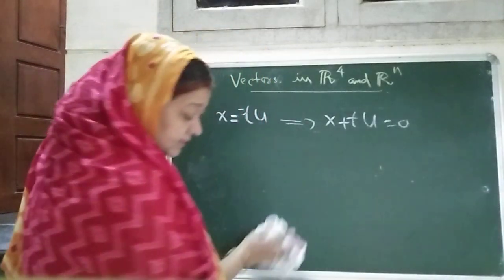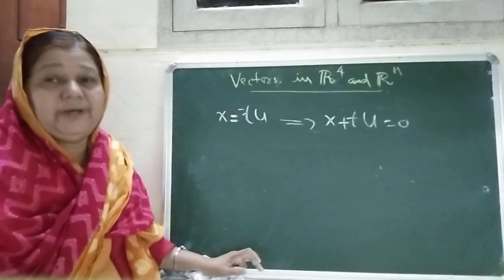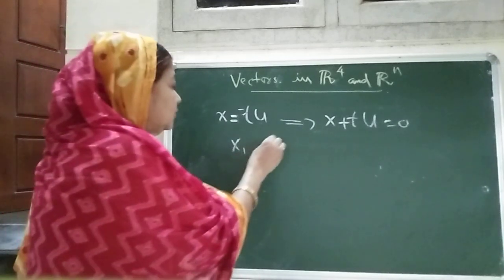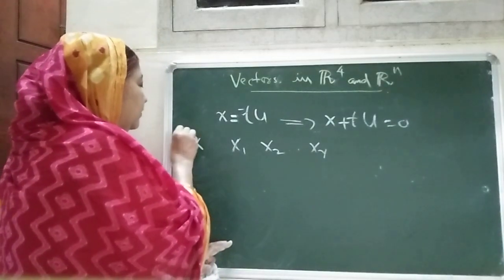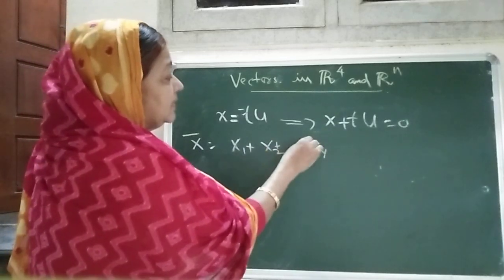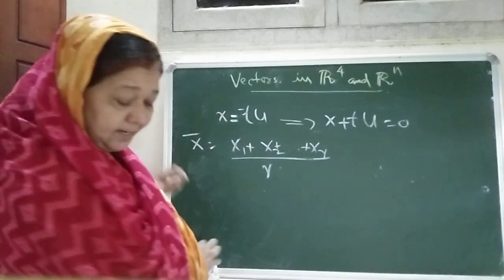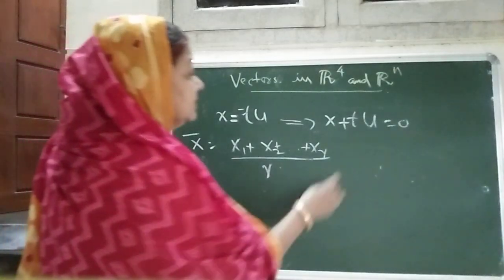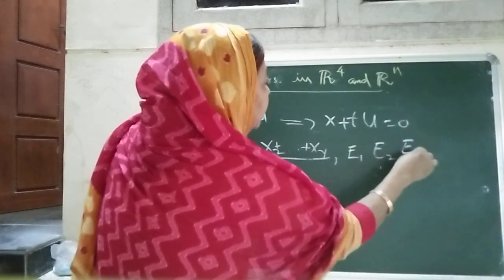Then let us discuss centroid. What is a centroid? We can define: if x1 is a vector, x2 is another vector, etc., xr are vectors, then its centroid, denoted by x bar, equal to x1 plus x2 plus etc. plus xr, divided by r. Let us consider an example. Find the centroid of e1, e2, e3, e4.